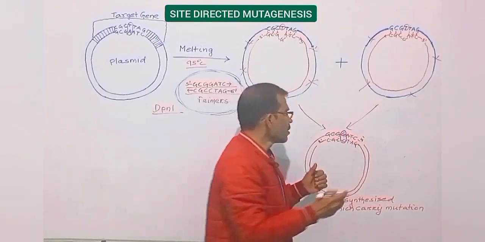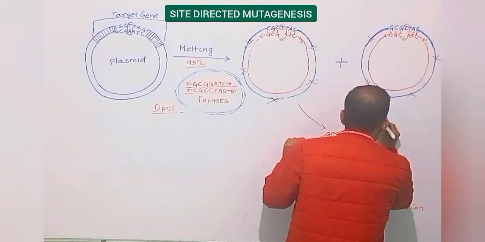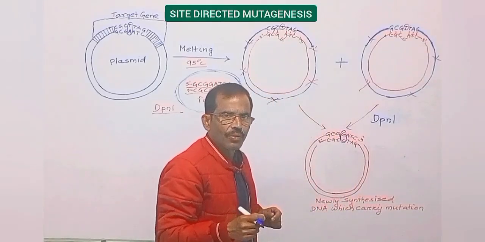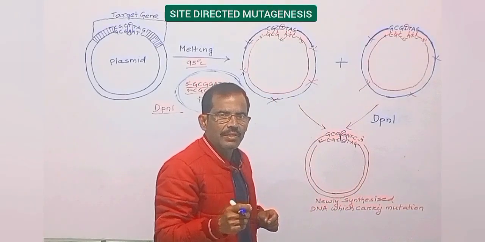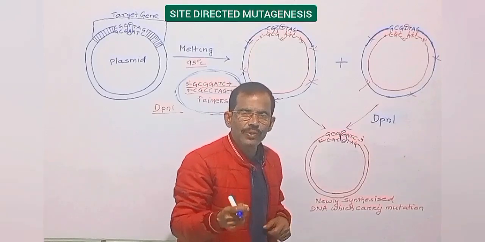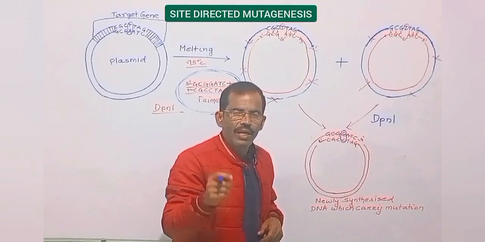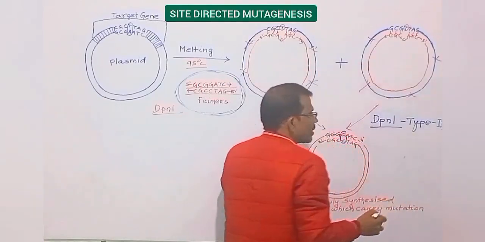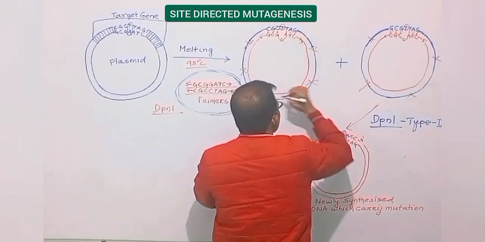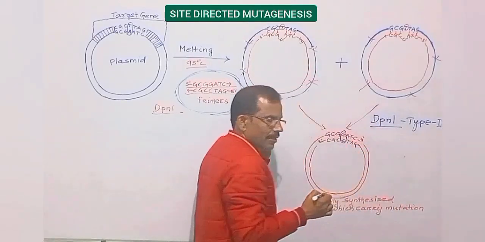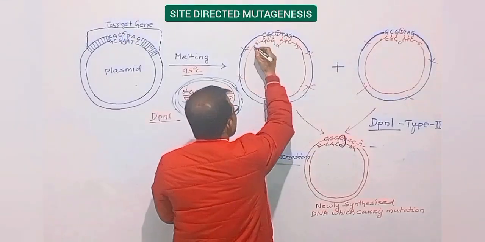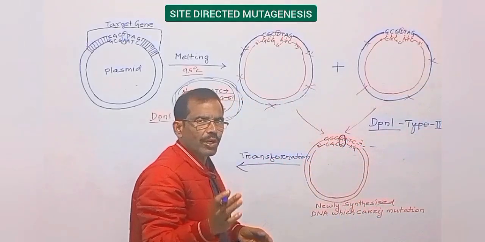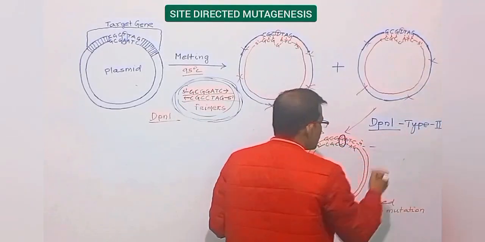Following amplification, DpnI is added to the PCR reaction mixture and incubated for 1 hour. What is DpnI? It is a type 2 restriction enzyme that digests methylated and hemimethylated DNA. Because the template strand is methylated, it can be digested by DpnI. On the other hand, the newly synthesized DNA, which is non-methylated, remains protected from the action of this enzyme.